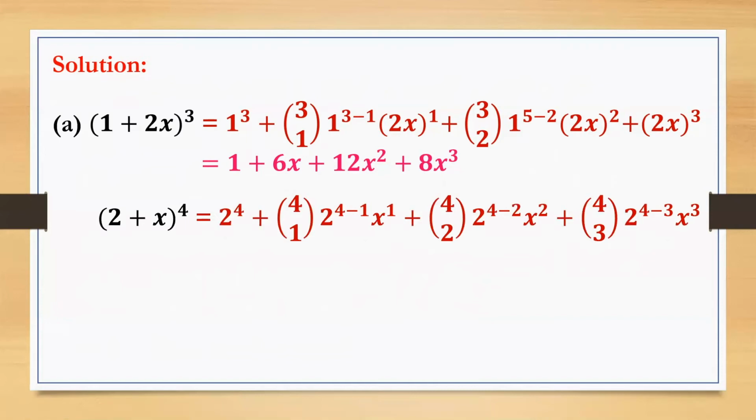(2 + x) now to the power of 4. So here a is equal to 2, b is equal to x, and n equal to 4. So we replace in the formula and we simplify to get 16 + 32x + 24x² + 8x³ + x⁴. So this is for part A.